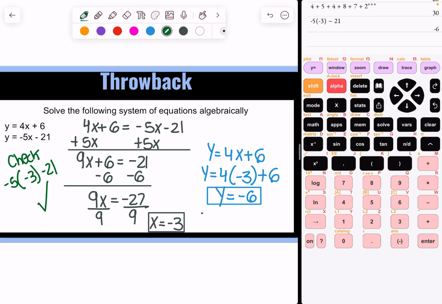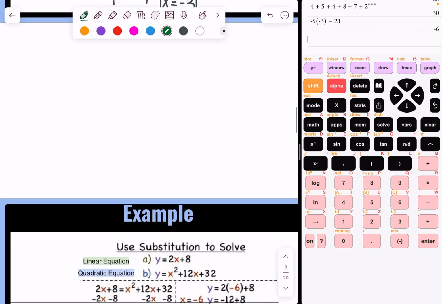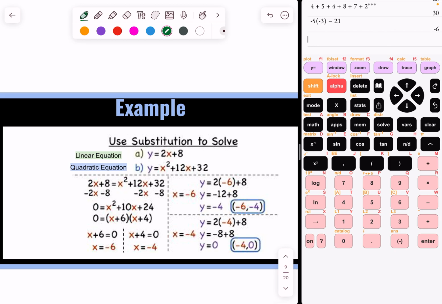Check. Alrighty. So let's look at how we're going to do this with the substitution method to solve a linear equation and a quadratic equation. Basically, we're going to do the same thing where we set them equal to each other. We are then going to bring everything to one side, so we just have it equal to 0. And then we're going to use the different methods we learned for solving quadratics to fully solve.